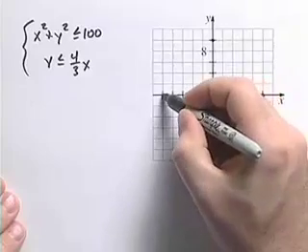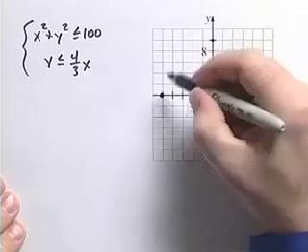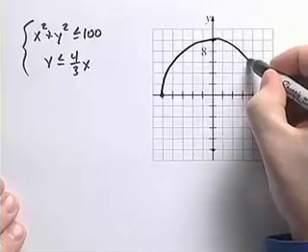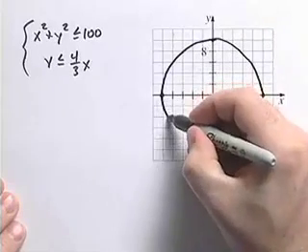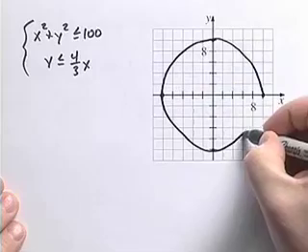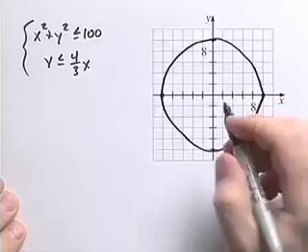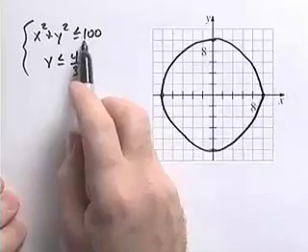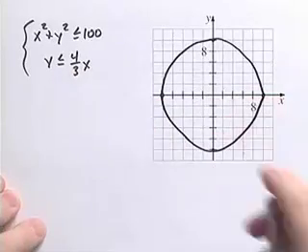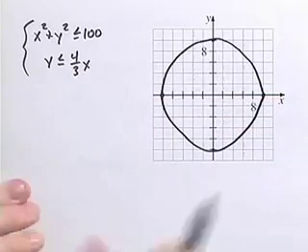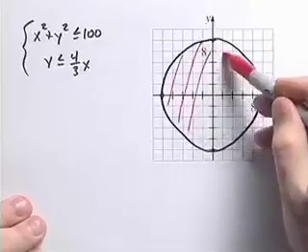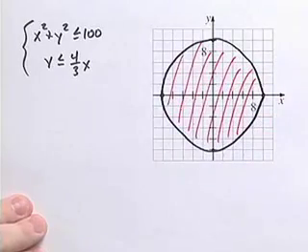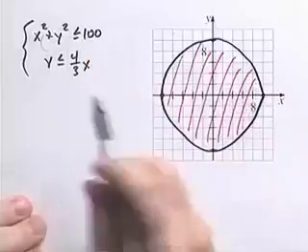2, 3, 4, 5. And that would be the graph of x squared plus y squared equals 100. Now we want this to be less than or equal to, which means we're going to shade the inside of the circle. And so this red area represents the solution set for this first inequality.